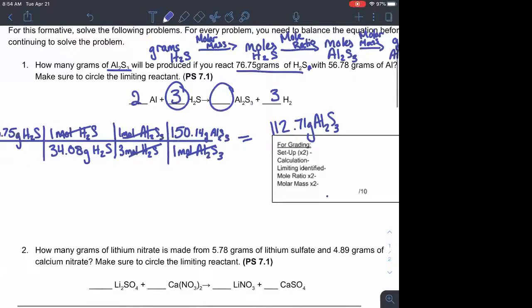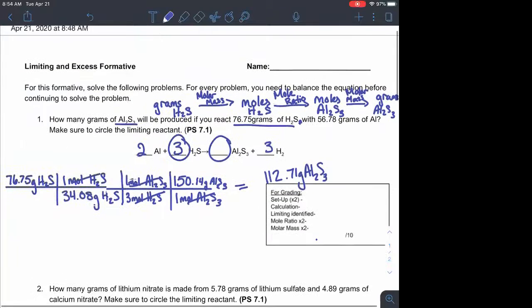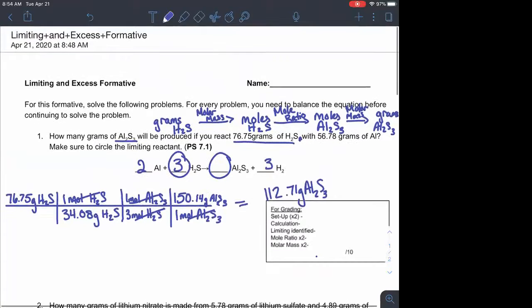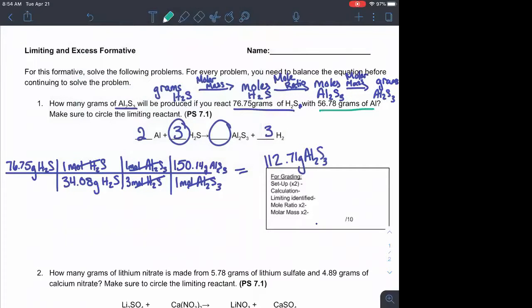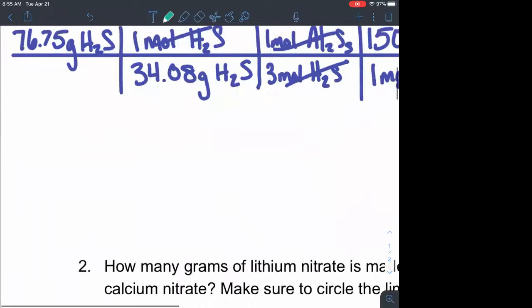I've given you 2 different sets of grams. So we have to do it a second time, but this time I'm going to use a different color here. We're going to use the 56.78 grams of aluminum, and we're going to use the same setup. Instead of grams of H2S, we're going to replace that H2S with aluminum, and we're going to do the same thing over again. So we're going to draw out our railroad tracks.